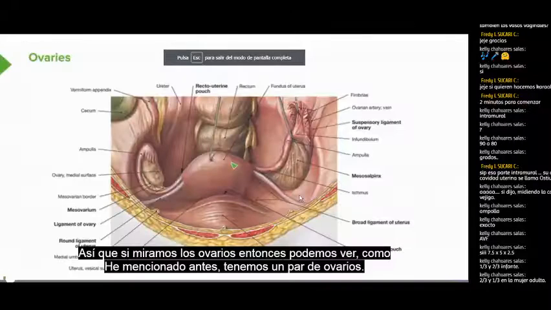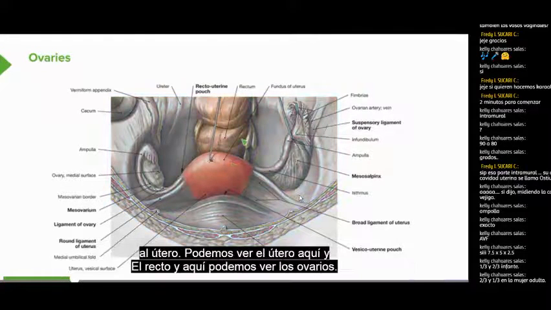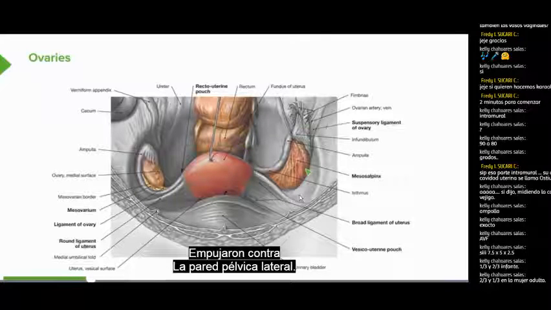So if we look at the ovaries, then we can see, as we've mentioned before, we have a pair of ovaries. And these are really positioned posteriorly against the broad ligament. So they're positioned posterior to the uterus. We can see the uterus here and the rectum. And here we can see the ovaries. They're pushed up against the lateral pelvic wall.